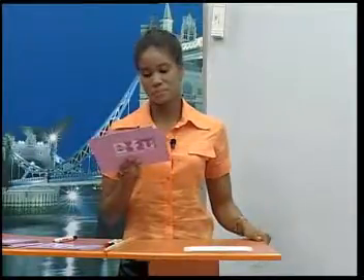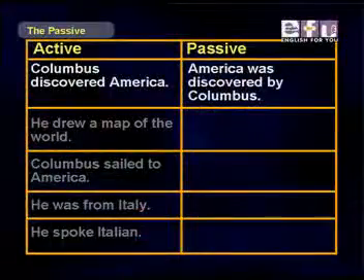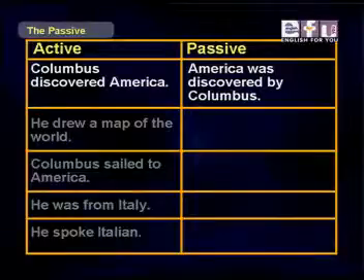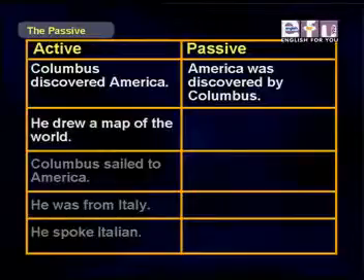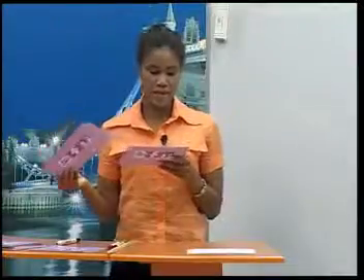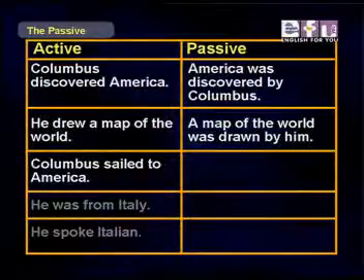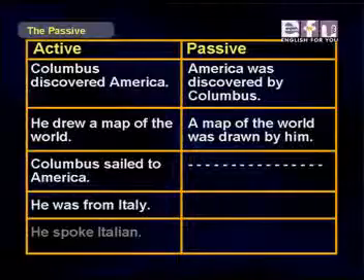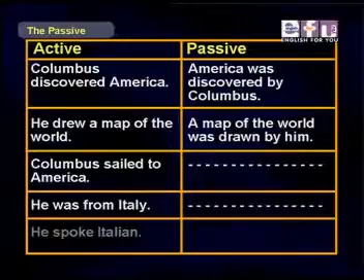Sylvia, please. America was discovered by Columbus. Good. America was discovered by Columbus. Okay. Next sentence. He drew a map of the world. Easy, Linda. A map of the world was drawn by him. Okay, Alberto. Columbus sailed to America. This one can't be passive. That's right. Okay, you do the next one. He was from Italy. That can't be passive. Oh, you're lucky. Try this one.